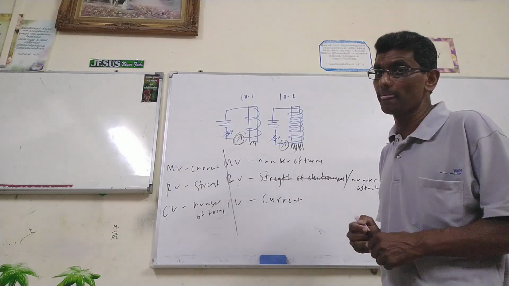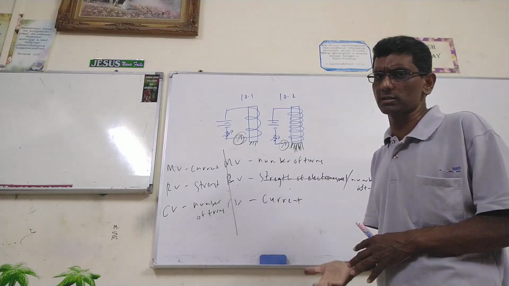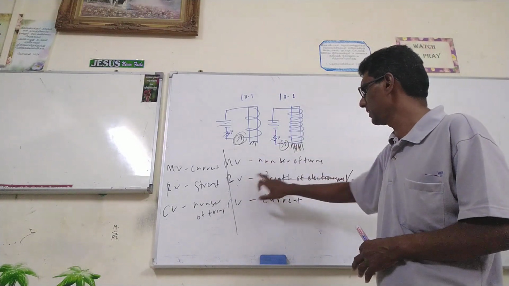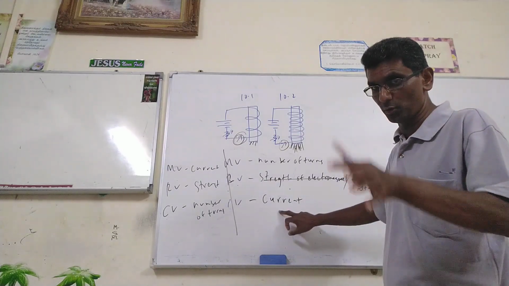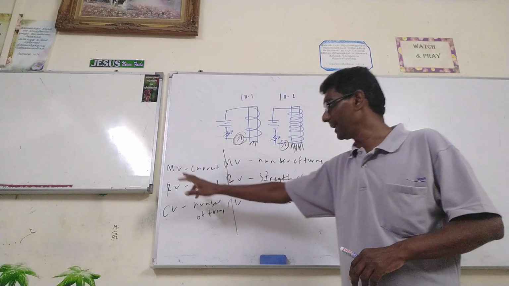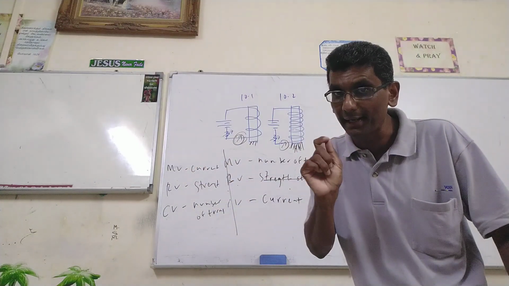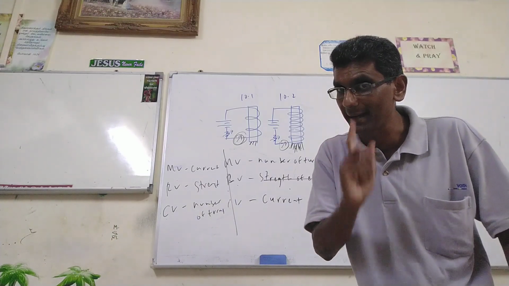This is a Paper 3 question. A Paper 2 question can come out in Paper 3. In this Paper 3 question, MV is the number of turns, RV is the strength of electromagnet or number of pins attached, and CV is current. So that is one question. In another question, MV can be current. How do they manipulate current? By using a rheostat.